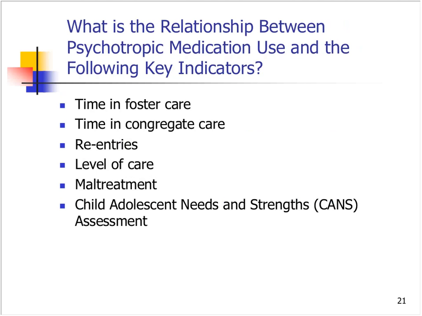Some of our questions also were involving how we would be linking this to our SACWIS data and looking at more longitudinal outcomes. So we were looking at what is the relationship between psychotropic medication and time in foster care, or time in congregate care, with re-entries to foster care, with level of care while in foster care, with maltreatment, and with the child adolescent needs and stress assessment that the department implements across all children who are in congregate care or in specialized foster care. Next slide, please.